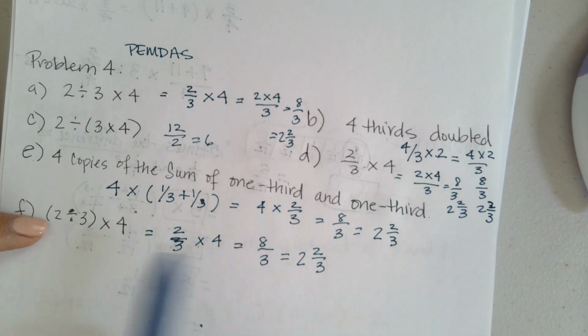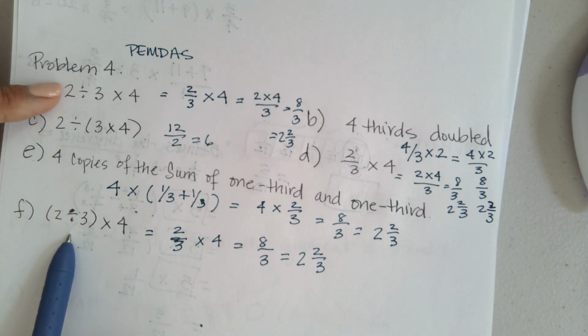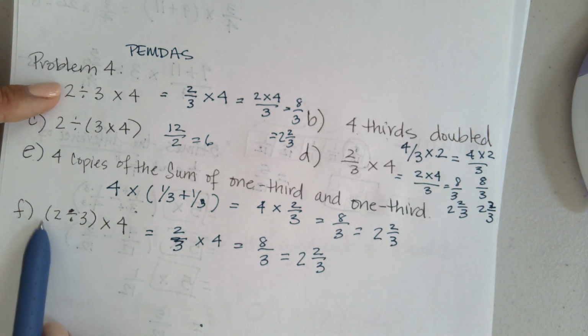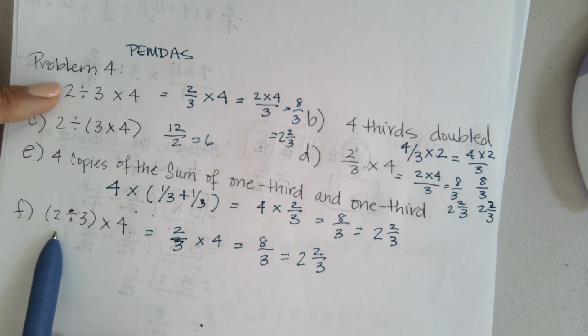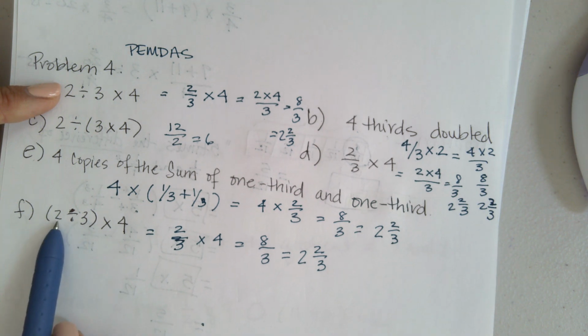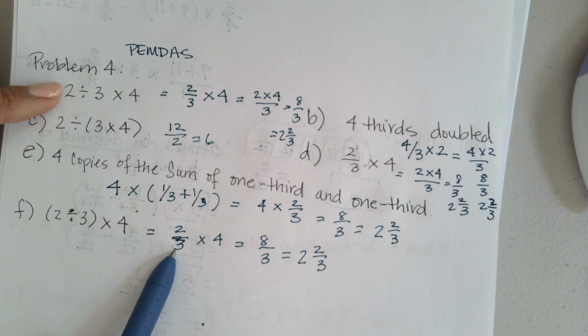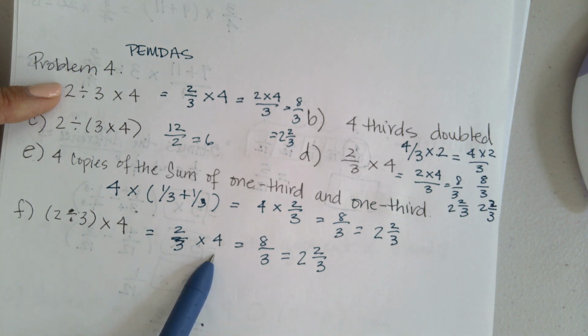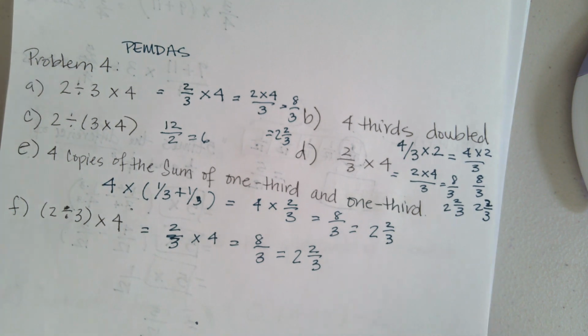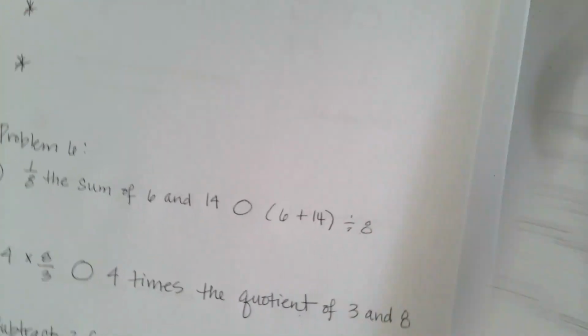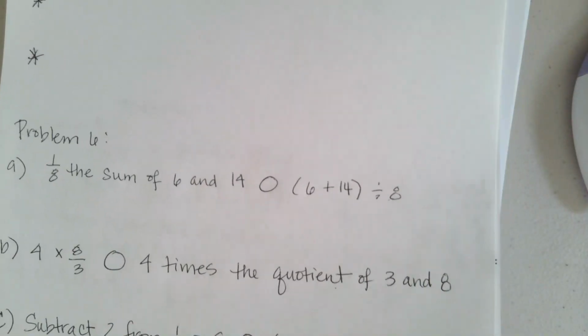8/3, 2 2/3. Here is exactly the same problem as A, but they put the parentheses to show that they want you to go do that first. 2 divided by 3, 2 over 3 times 4. 8/3 is 2 2/3. All right, the last couple of problems here.